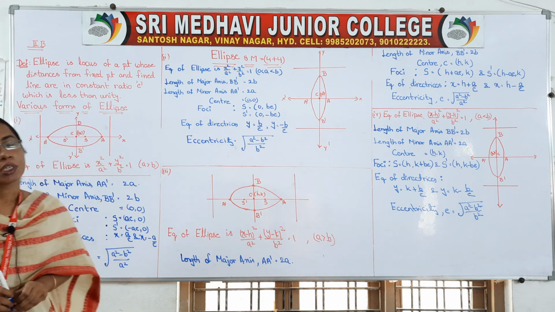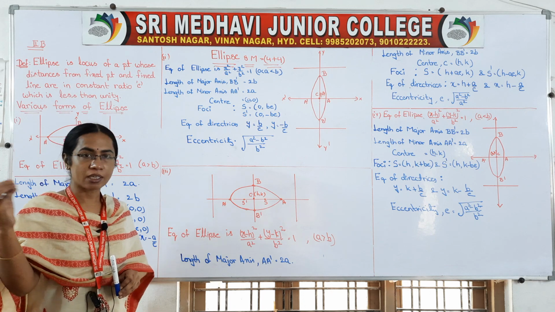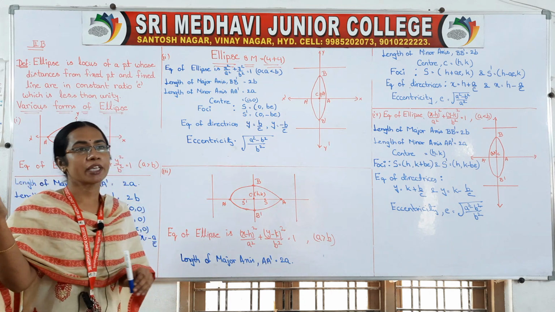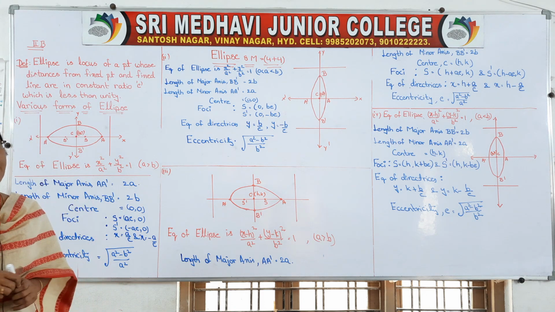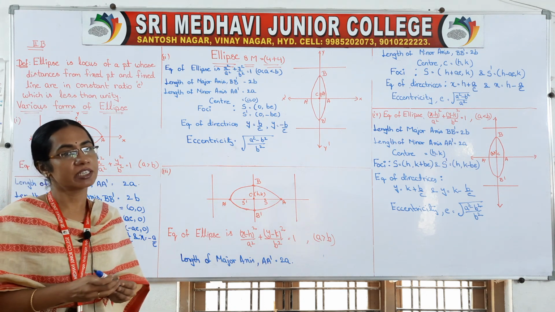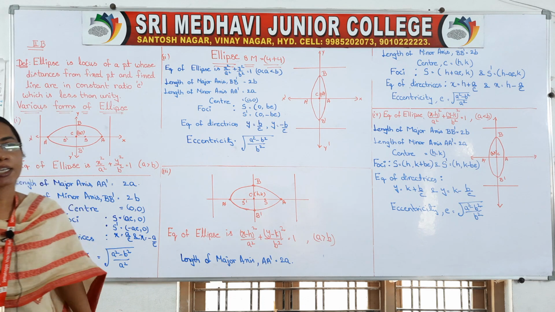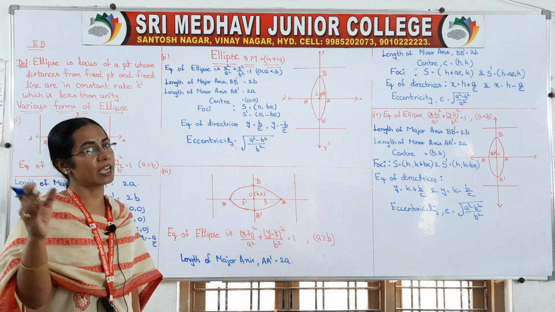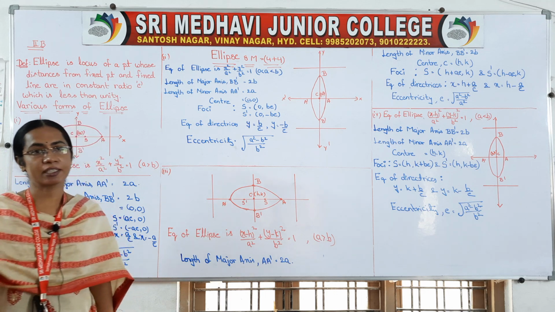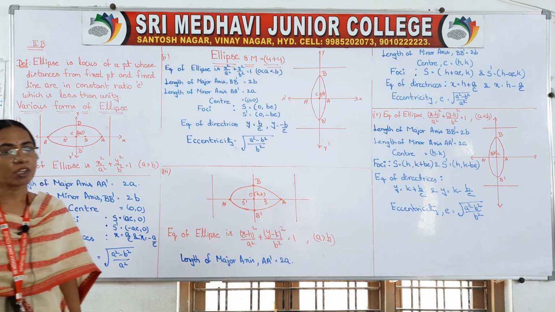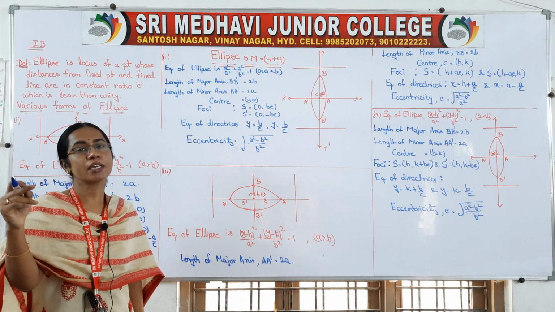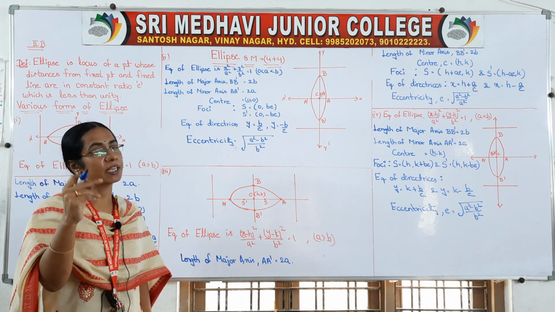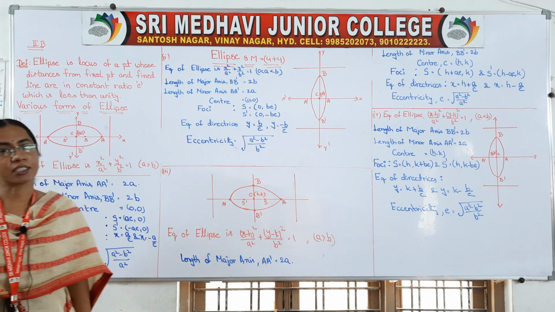These three are nothing but parts of conic sections. That means just by cutting the cone at different angles we get these three shapes. SP by PM is equal to E is the geometrical condition I said while discussing the conic section. If E is equal to 1, it is a parabola. If E is less than 1, then it is called an ellipse.